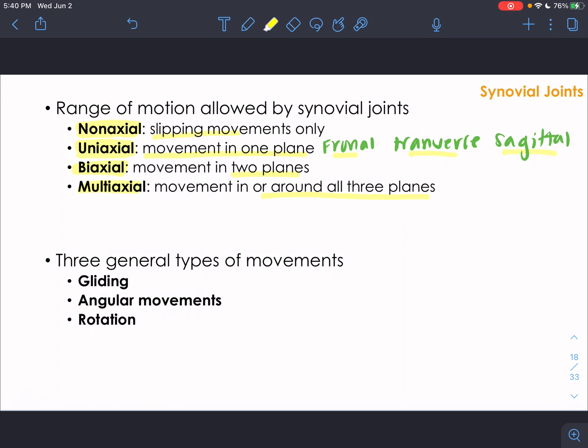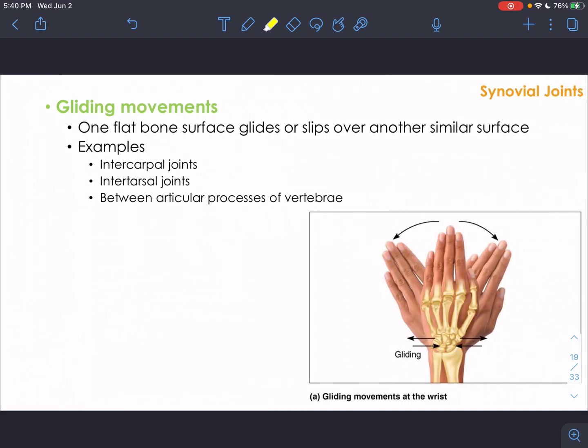Okay? And there's 3 general types of movements: gliding, which we'll talk about more in depth in a second, angular movements, and rotations are the 3 main divisions. We're going to really talk about these types of movements, and you should be able to classify each movement type based on its range of motion. The first type of movement we're going to talk about is gliding. A gliding movement happens when one flat bone surface glides or slips over another surface.